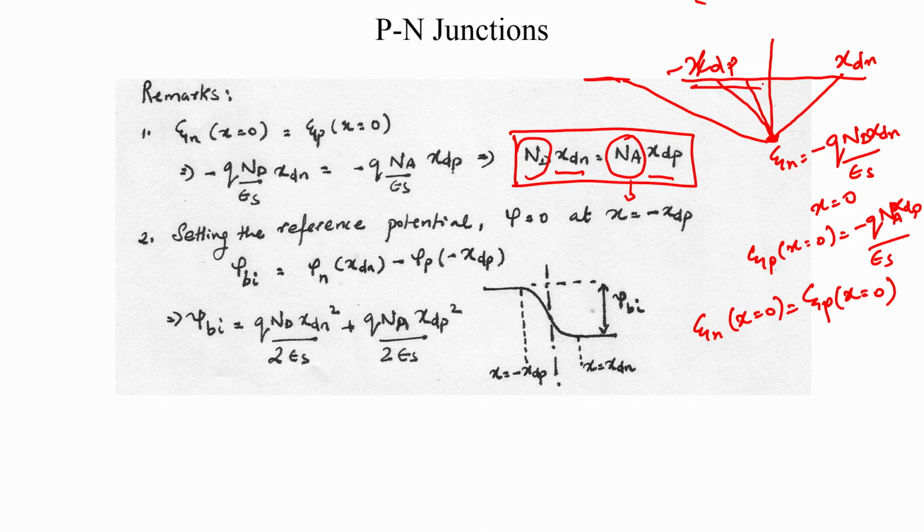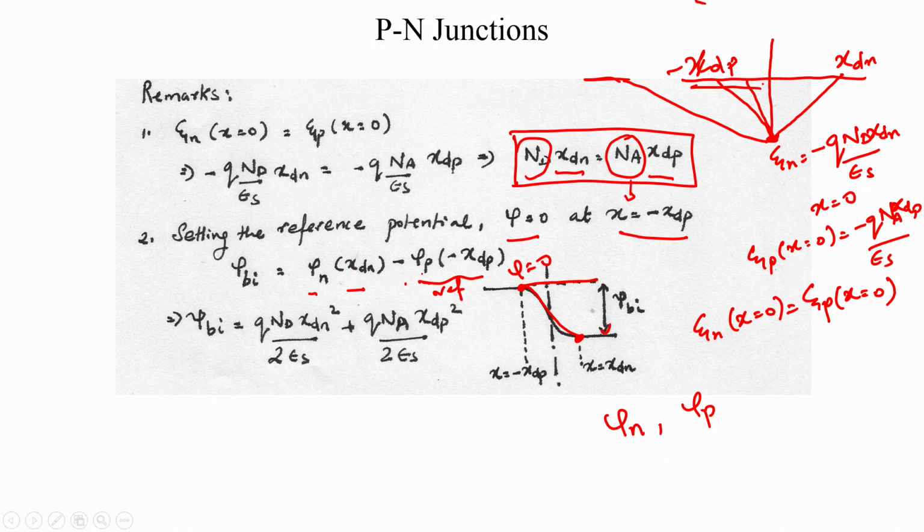And now, we also know the potential on the n side and on the p side from our Poisson's equation. So, let us say we set a reference potential at x equal to minus xdp. You could set a reference potential anywhere, but we say that this point has got a potential of 0, and therefore, this entire potential difference between here and x equal to xdn is my built in potential. So, that potential is my phi n at xdn minus phi p at minus xdp, which is my reference.